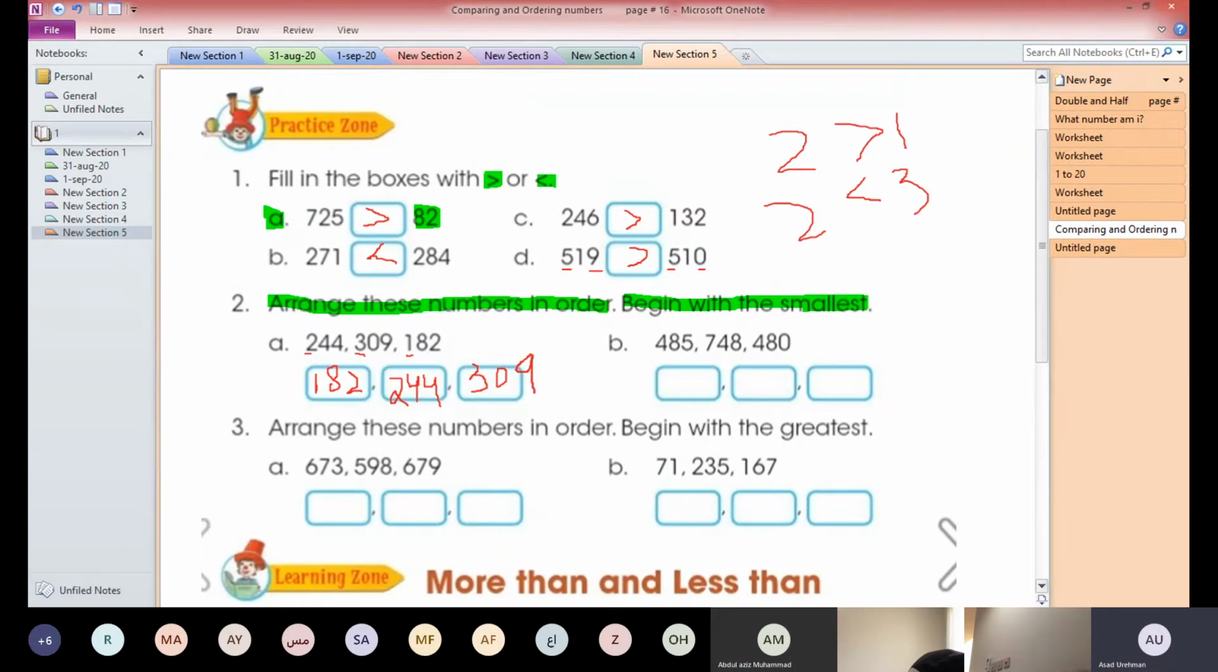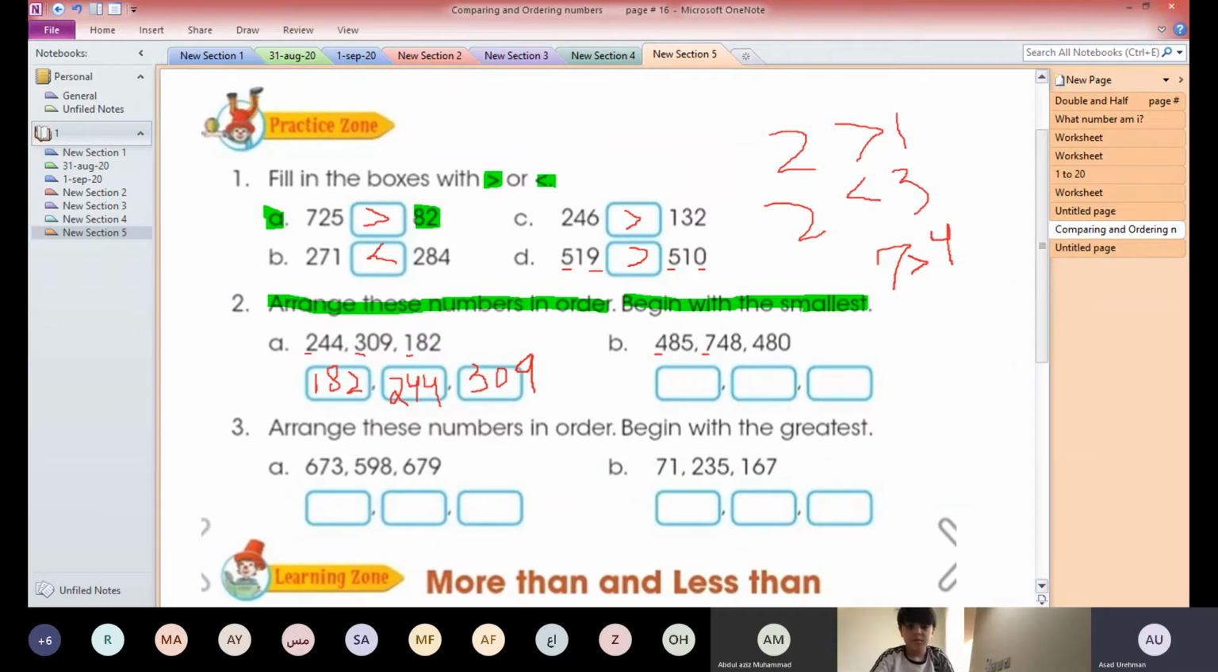Alright, now coming to part B. We also have to arrange from smallest in part B. So I will check the hundreds here, 4 and here 7. So we know that 7 is greater than 4, or 4 is less than 7. We have to start from smallest.